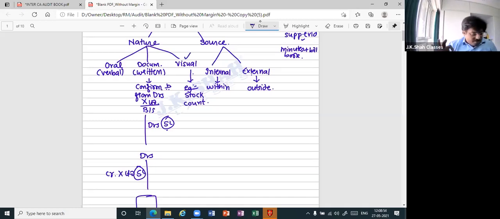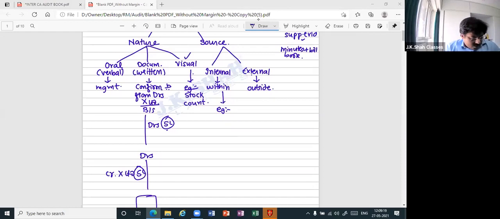So basically, I hope you realize three. Which three on the basis of nature? Oral, documentary, and visual. Oral, simple example: asking something to the management. Documentary, simple example: confirmation from debtors. Visual, simple example: stock count. Now, come on. Give me an example of internal evidence. Think. Internal place.